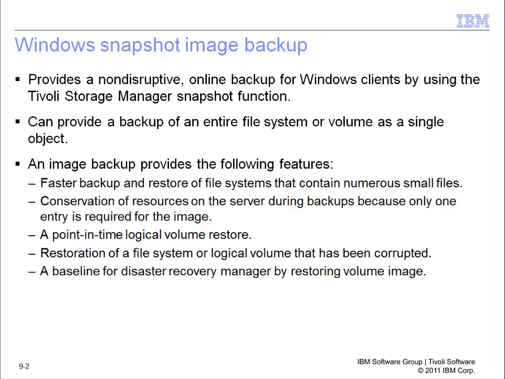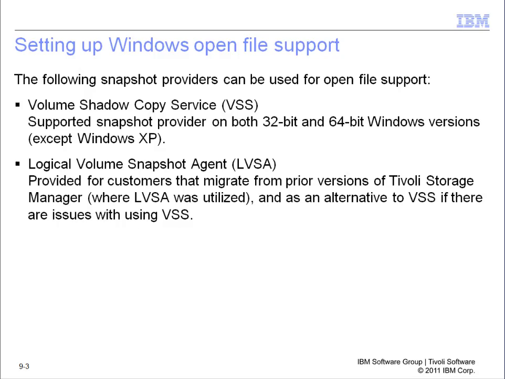You might want to use an image backup if you're getting ready to do some type of maintenance, for example, and you want to be able to roll back. You can also use it as a baseline for your disaster recovery manager. Point-in-time volume restore. It's a single object backup. In order to do this, you're going to need to be running Volume Shadow Copy Services, or VSS.